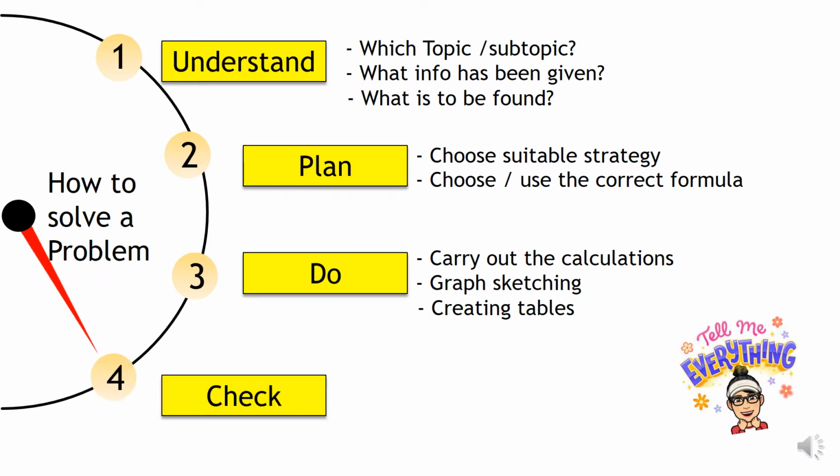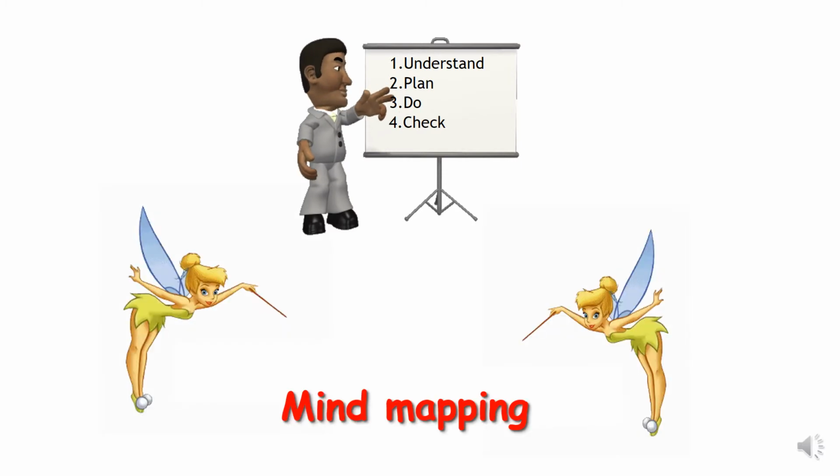And fourthly, check. Is the answer reasonable? Or is there any other method? In order for you to understand, plan, do, and check, you need mind mapping of each chapter.